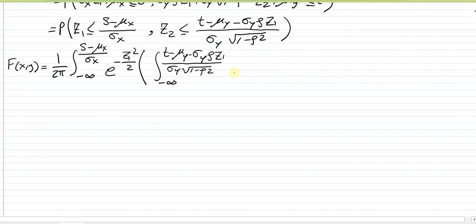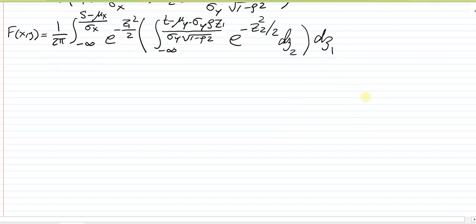Okay, that's just the upper limit of integration, and then the integrand would be e to the negative z2 squared over 2. This is going to be dz2, and then the outside differential of z1. Perfect. And there we have it.